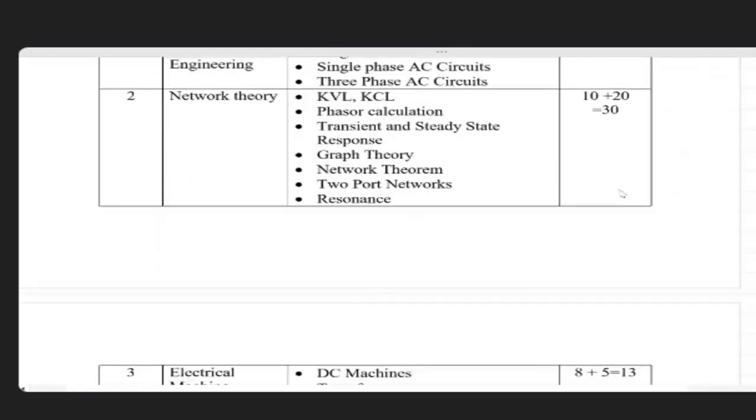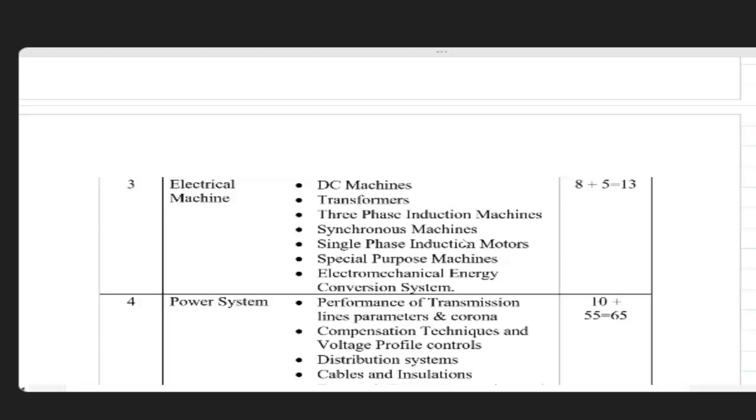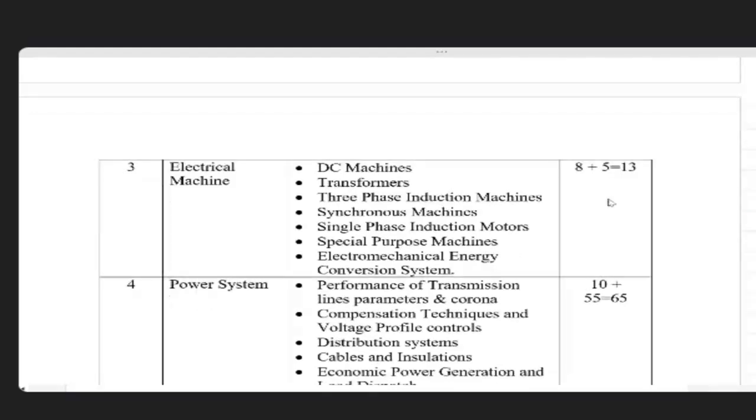Then number 3 is electrical machines, a very important subject of electrical engineering. It includes DC machines, AC machines, transformers, synchronous machines, induction machines, 3-phase induction machines, single phase induction machines, special purpose machines, and electromechanical energy conversion systems. You can see 8 plus 5: 8 marks MCQ and 5 marks descriptive, total 13.